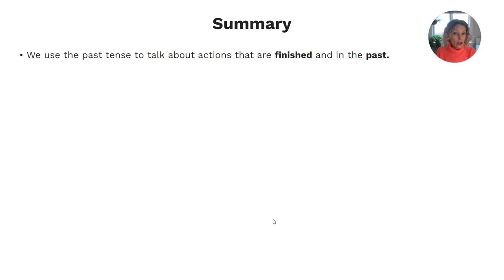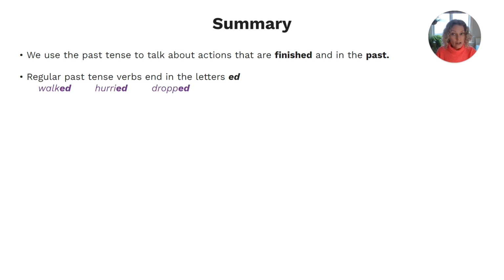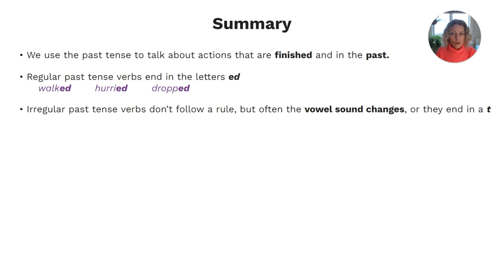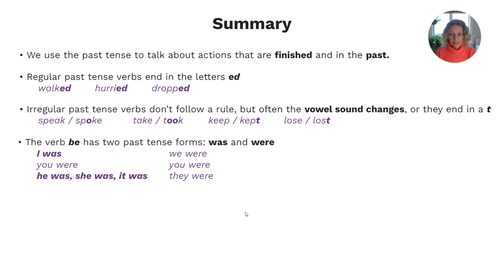So let's review what we learned. We use the past tense to talk about actions that are finished and in the past, just like the name suggests. Regular past tense verbs end in the letters ed, such as walked, hurried, dropped. Irregular past tense verbs don't follow a rule, but often the vowel sound changes or they end in a T, such as speak, spoke. We have a vowel change there. Take, took, another vowel change. Keep, kept. Lose, lost. Those past tense verbs end in T.